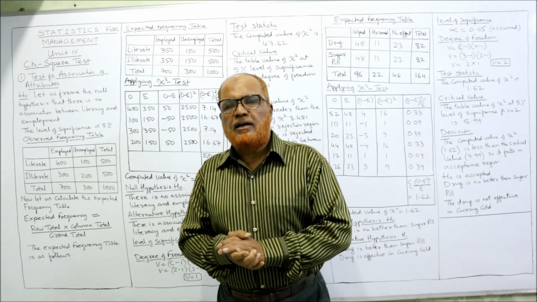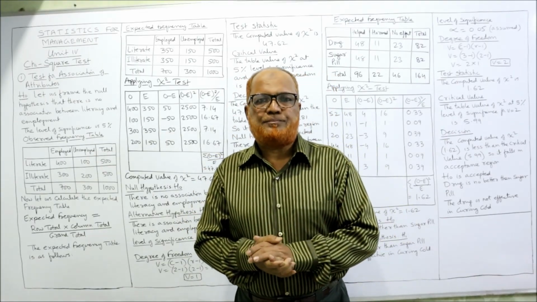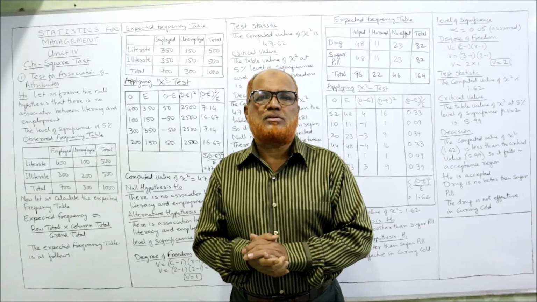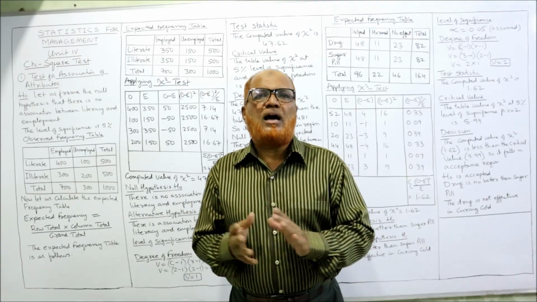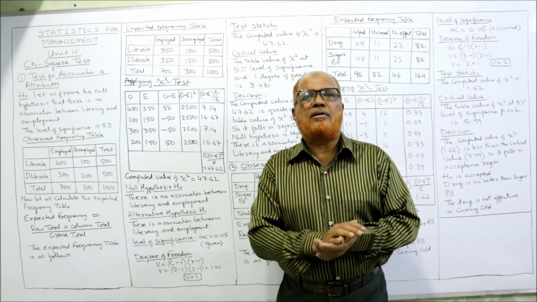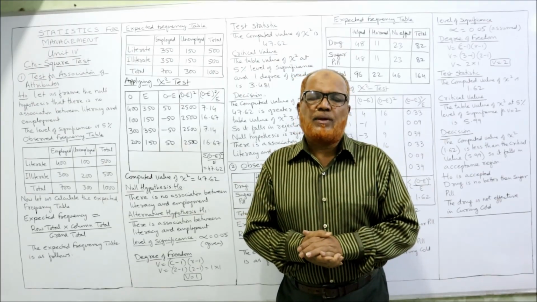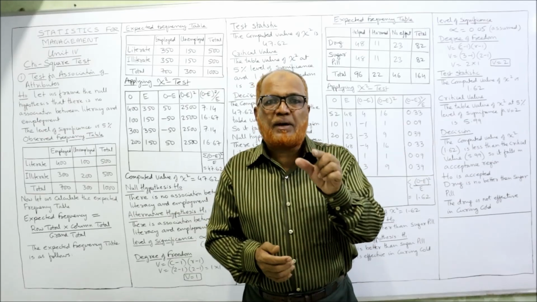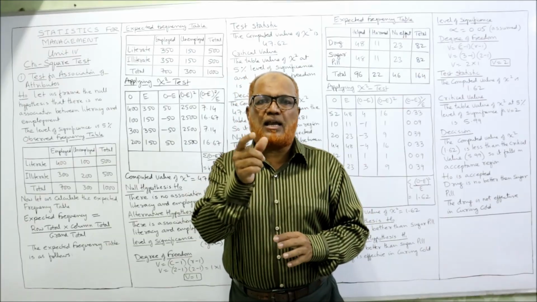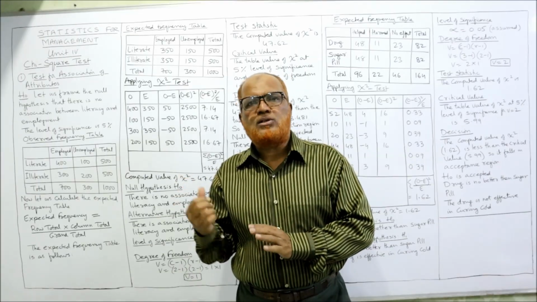Before learning about the problems of chi-square test, I suggest you be thorough about the theory. Without understanding the theory, it will be difficult for you to understand the problems. In the last video I explained in detail. Chi-square test is a non-parametric test which is applied to test a set of two frequencies, one observed frequency and another expected frequency, to see whether there is a significant difference between the observed frequency and expected frequency or not. For finding that out, we have to apply the chi-square test.